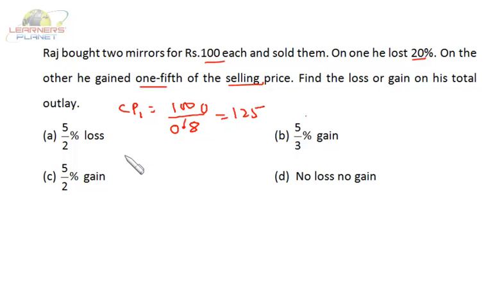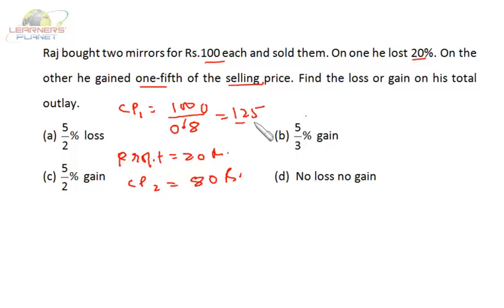Now the cost price of the second mirror will be, since there is a profit of 1/5 of the selling price, that means in the case of the second mirror, profit is 1/5 of the selling price. That means 1/5 of 100, that means 20 rupees. So profit is 20 rupees and selling price is 100 rupees. That means the cost price is 100 minus 20, 80 rupees.